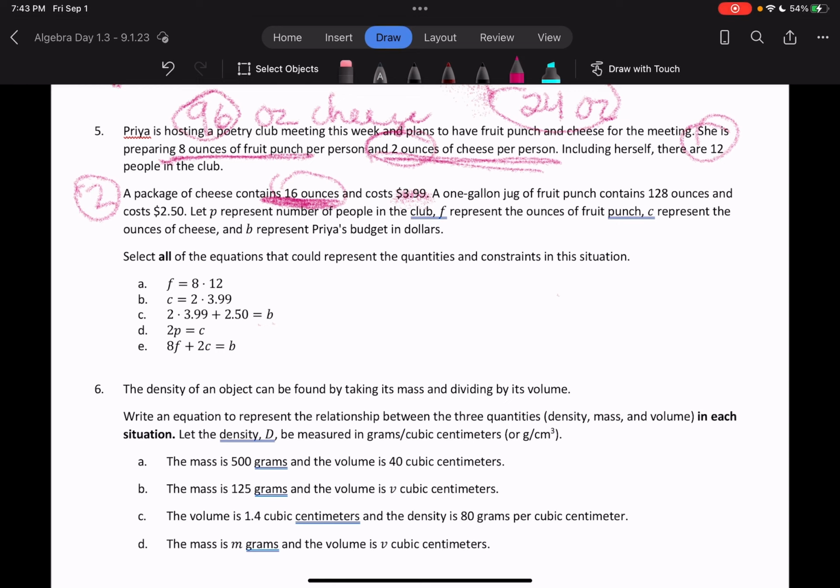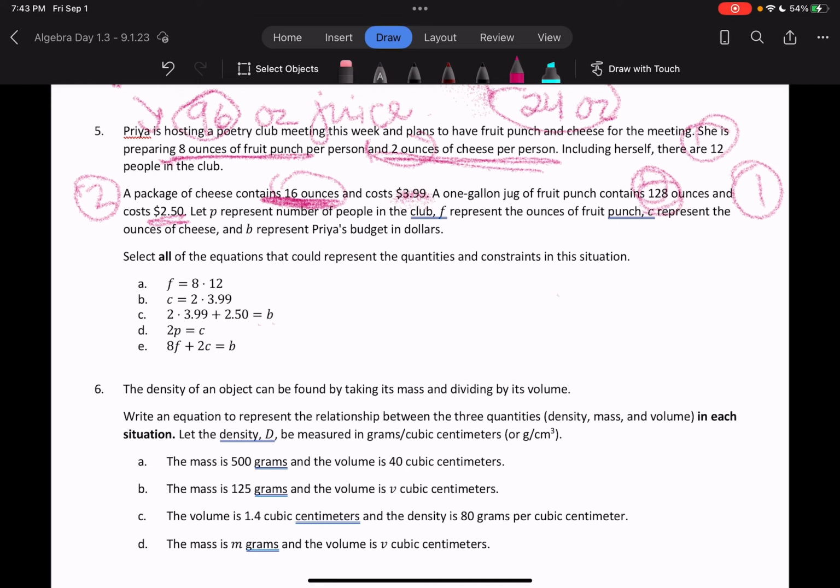A 1-gallon jug of fruit punch contains 128 ounces. So we found out up here, I still labeled this as cheese, even though I meant juice. I'm so sorry. We determined up here that for 12 people, she's going to need 96 ounces of juice. Well, 1 gallon contains 128 ounces, so she only needs 1 gallon, and that costs $2.50.